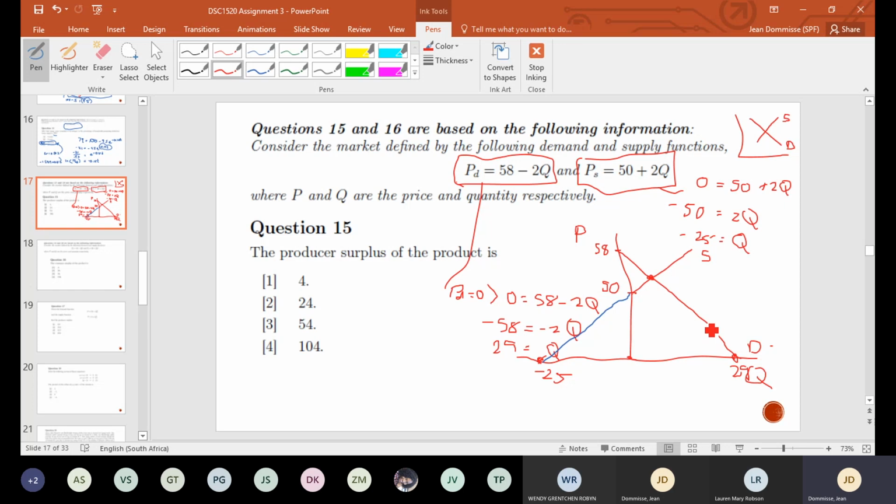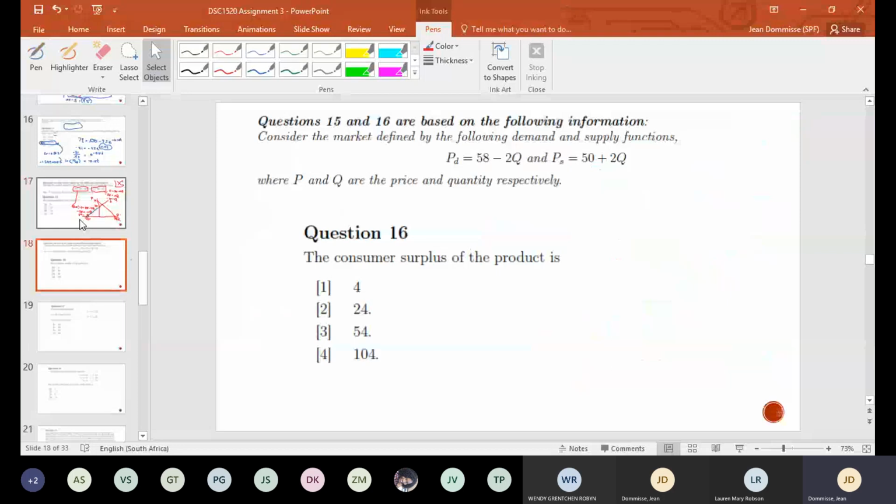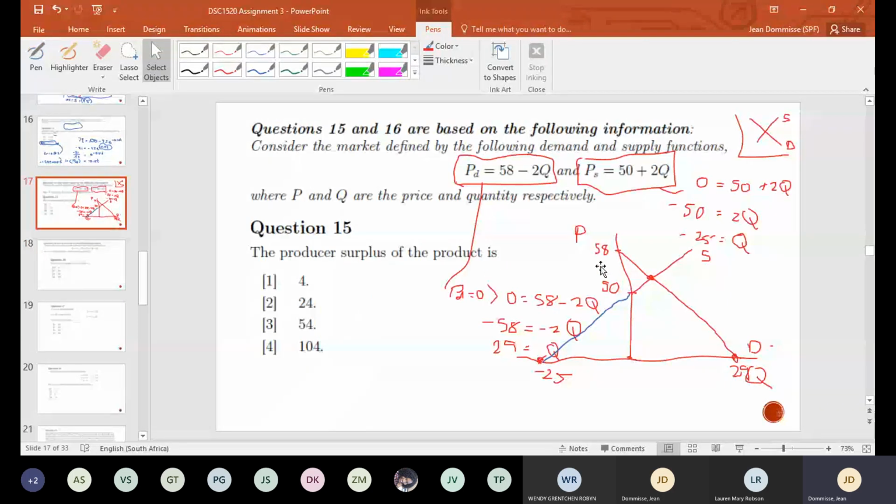So now I want somebody else to come in and say, okay, how do I work out the producer surplus, and the next one will be the consumer surplus. So where is the producer surplus? Where is the consumer surplus? Okay, so let's, anybody.